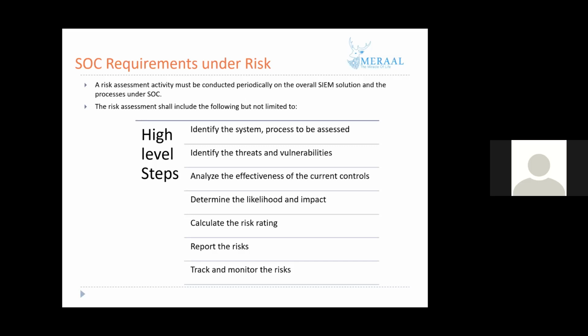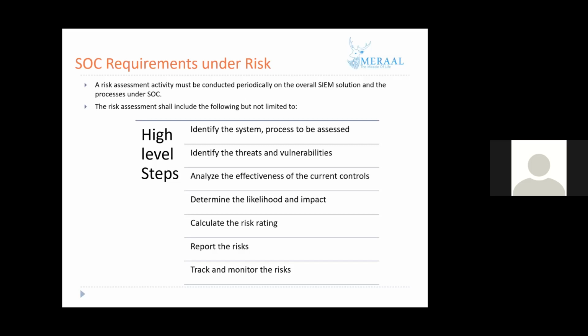Second, we're going to talk about SOC requirements under risk. SOC is an important and critical function in your organization. So a risk assessment activity should be conducted periodically on the technology level, which is the SIM, the process level, and the people level under SOC. The risk assessment depends on the methodology defined in your organization. However, below are high-level steps to be followed.